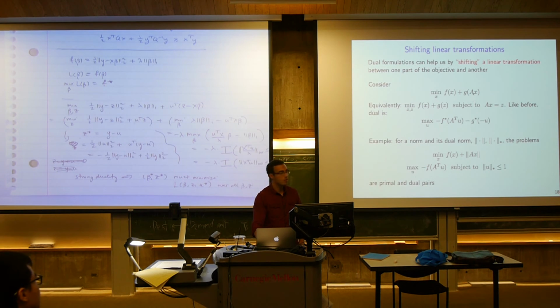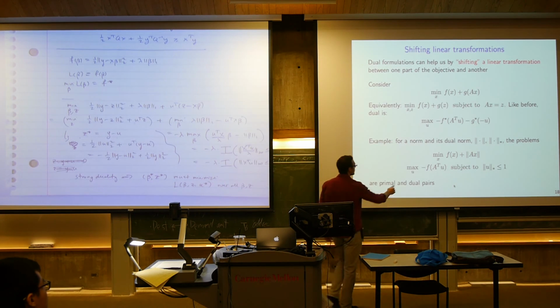So the linear transformation has gone from basically being composed with g to composed with the conjugate of f in the dual. So I gave another example here, where we can take the linear transformation out of a norm, if that's difficult somehow to deal with, and put it into, this should say f star, I'm sorry, f star of A transpose u.